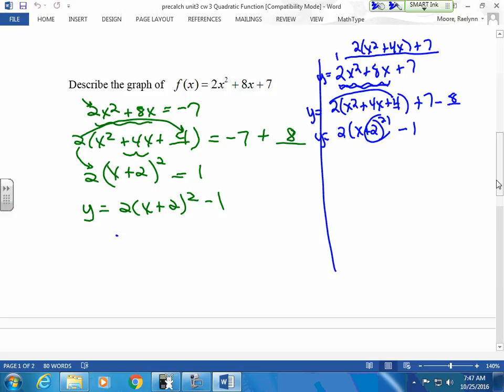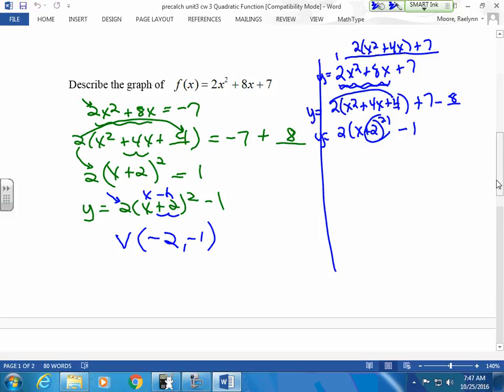What's the vertex of this guy? -2, right? It comes out the opposite way. Which way does your transformation go? To the left. -2, -1. Does it open up or down? It opens up because this is a 2, it's positive.